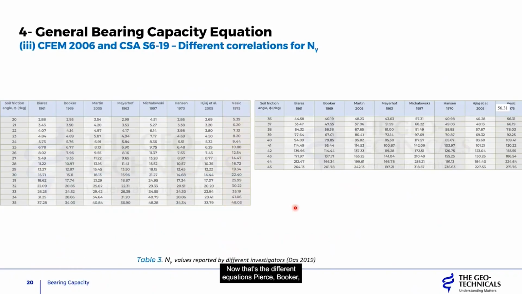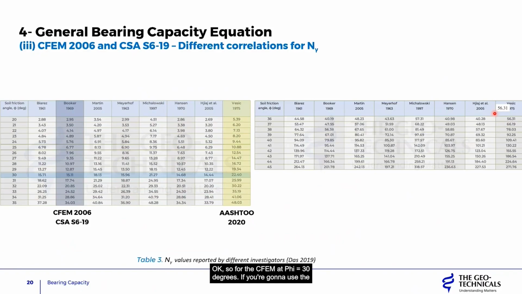Now those are the different equations: Meyerhof, Booker, Martin, Hansen, Vesic. I just want to look at Hansen, Meyerhof, and Vesic. They are very close, except for Vesic, which is very high. I'm going to delete this 56.31, I don't know what it is. So for the CFEM at phi equals 30 degrees, if you use the Canadian equation, you take N gamma equal to 15.1, but if you use Vesic, it will be 22.5.